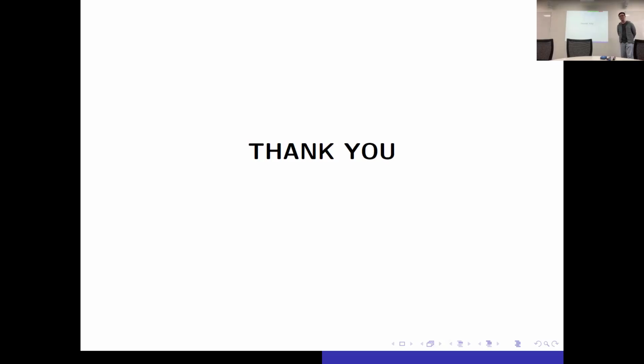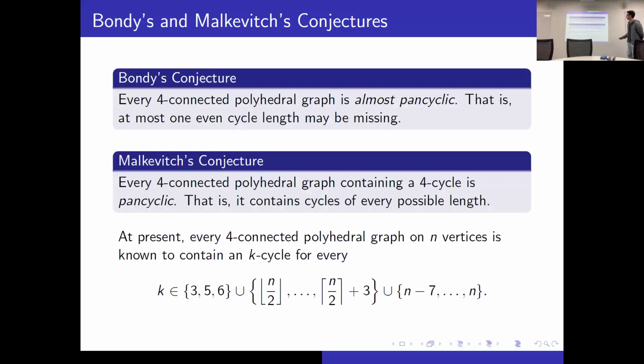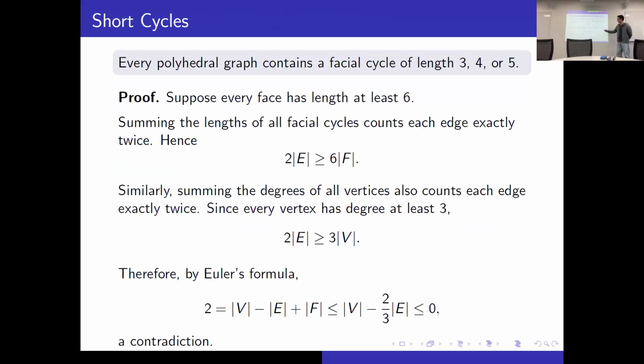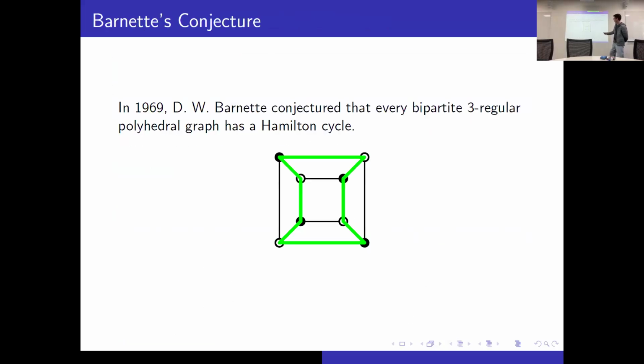Something that I missed. You were talking about face cycles at some point. Could you help me with that? Face cycle. Yes, every polyhedral graph contains a face cycle of length 3, 4, or 5. What is a face? It just corresponds to a face. Oh, okay. So if you have a face, the boundary is a cycle. Okay. Yes. And it's a special cycle. Oh, okay.